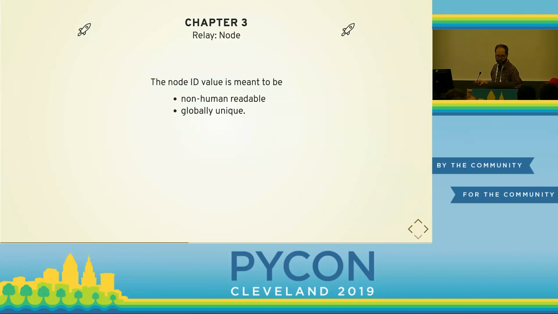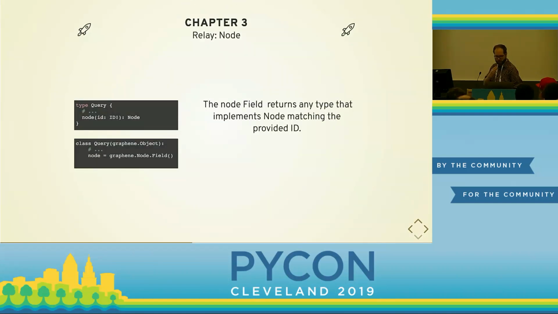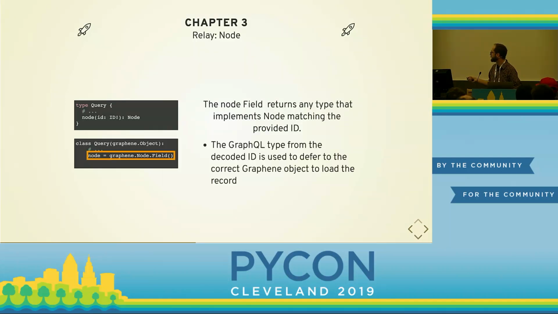The node ID value is meant to be human readable and globally unique. So Graphene base64 encodes these ID values under the hood. That encodes the story type and the ID, so the GraphQL type and the ID. And it's going to be using that ID under the hood to resolve which particular type should be used. So the node field returns any type that implements the node interface, matching the provided ID.